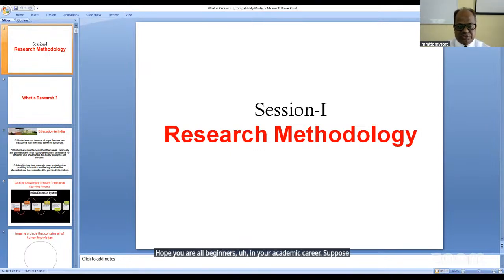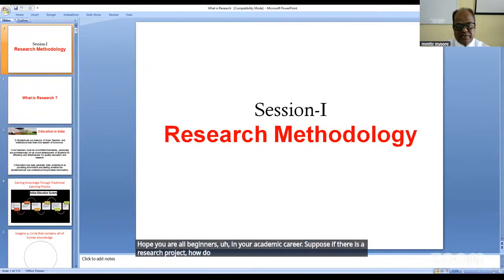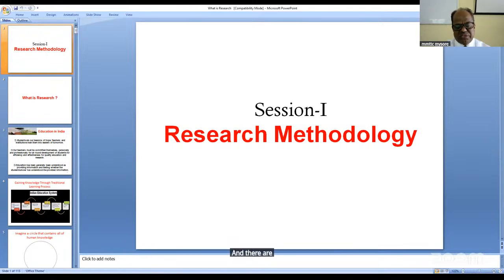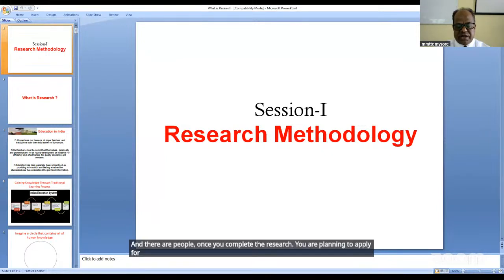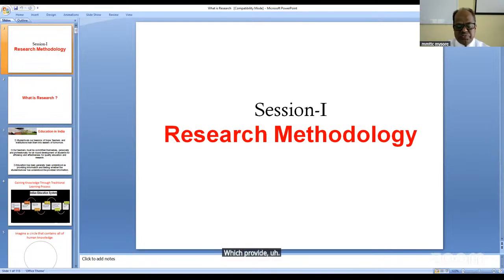Suppose there is a research project, how do you implement that? What are the parameters you should consider while implementing the project? And there are people who, once you complete the research, are planning to apply for a research grant. So what are the funding agencies which provide research grants, and how do you write a small research project?